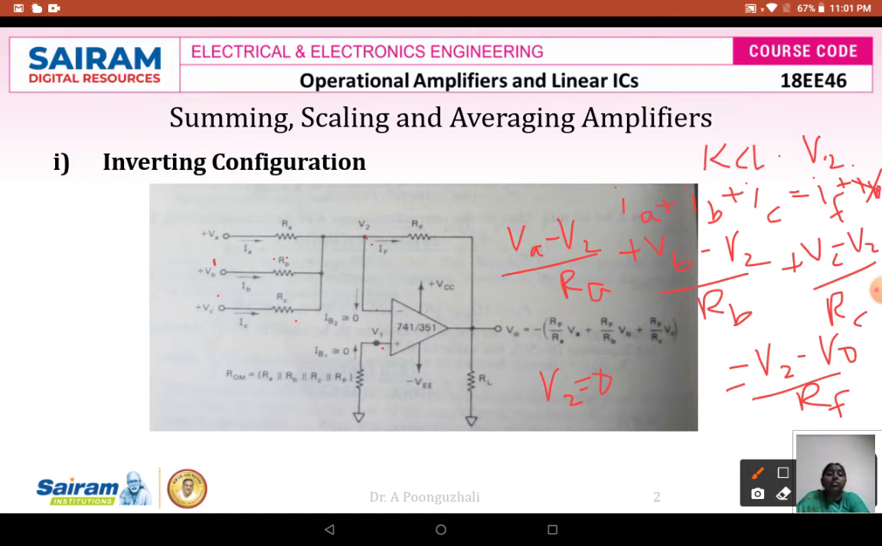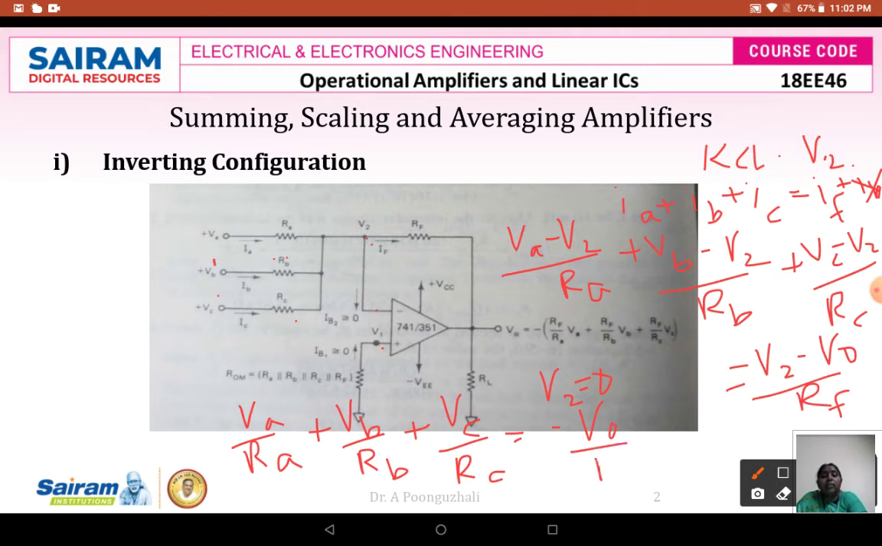If V2 is 0, my equation is going to be VA divided by RA plus VB divided by RB plus VC divided by RC is equivalent to minus V0 divided by RF. So from this equation, your V0 is nothing but minus RF by RA into VA minus RF by RB into VB minus RF by RC into VC.